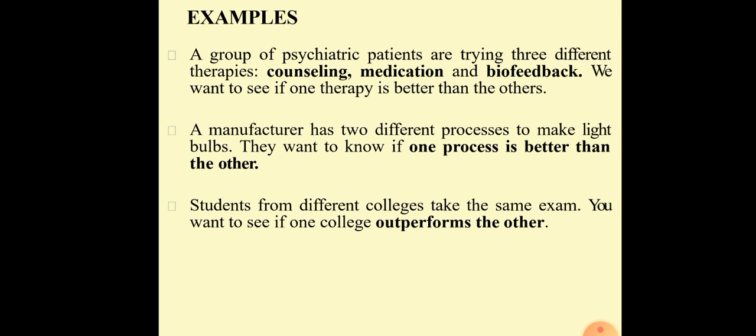Example: a group of psychiatric patients are trying three different therapies: counseling, medication, and biofeedback. We want to see if one therapy is better than the other. Second example: a manufacturer has two different processes to make light bulbs. They want to know if one process is better than the other. Third example: students from different colleges take the same exam. You want to see if one college outperforms the other. So here we are judging whether one therapy is better than the other, or one process is better than the other, or one college outperforms the other. So there is a comparison between groups.